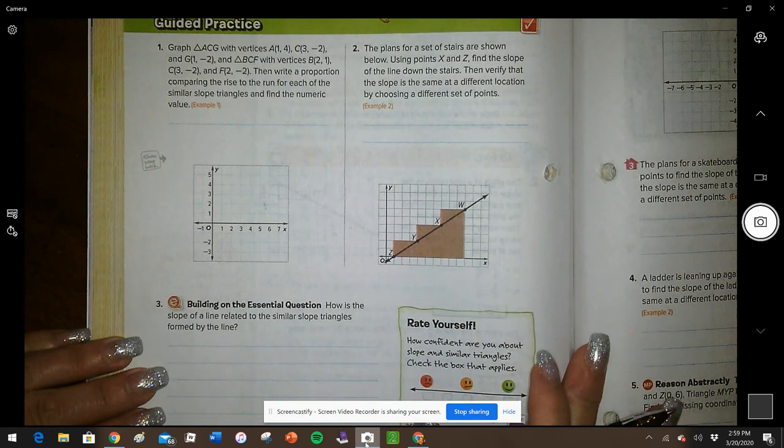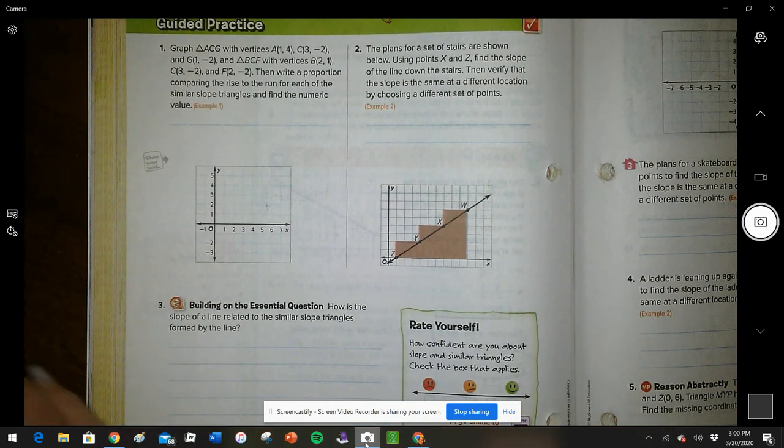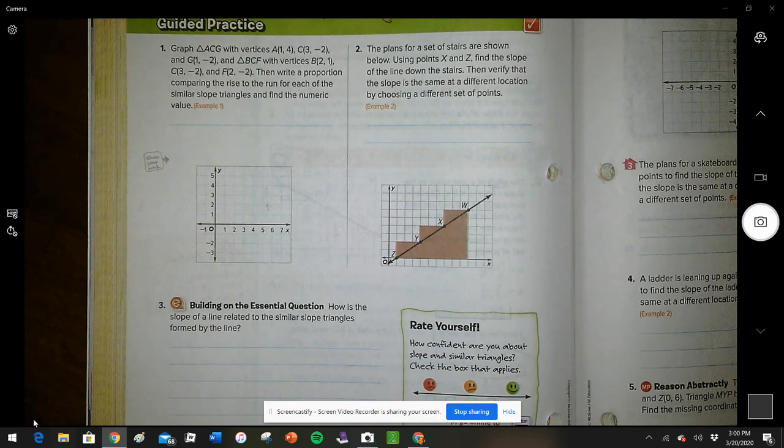Yay! Okay. All right, so I want you to go ahead and go do the guided practice just like we've been doing before. If you want to pause the video and see what you get, not a bad idea.